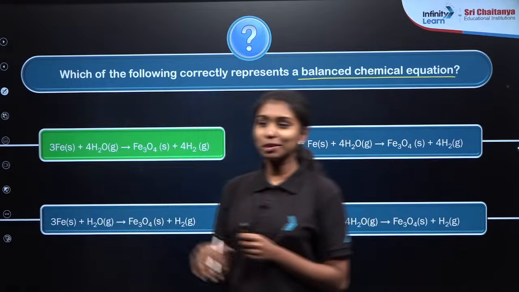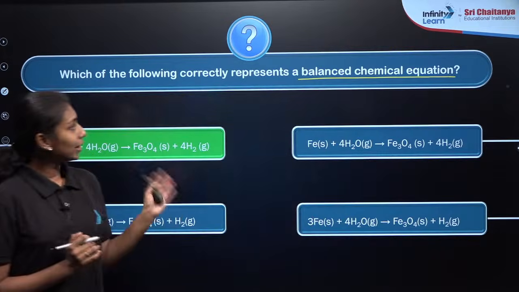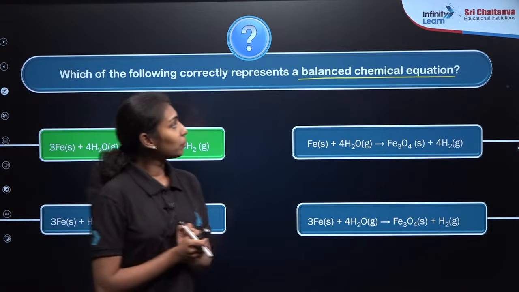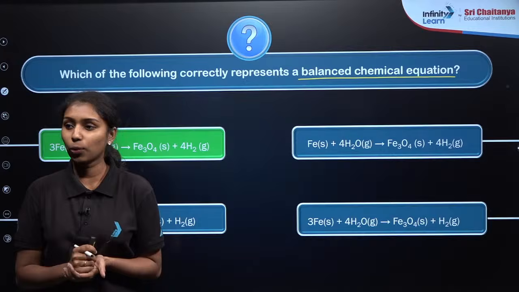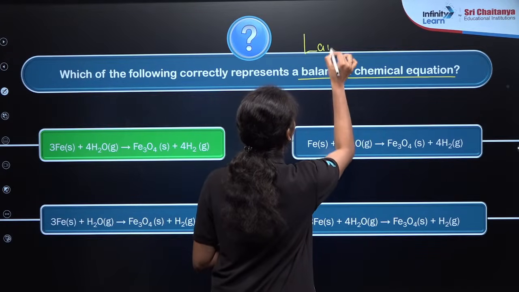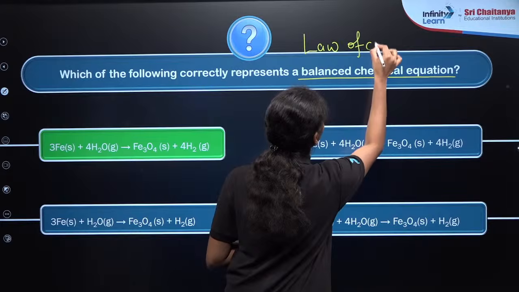Okay, we will be starting from the basic questions. Then we will be going to advanced level questions, right? So what is the basics of the balancing of a chemical equation? Law of conservation of mass, right? Mass of the reactants should be equal to the mass of the products.